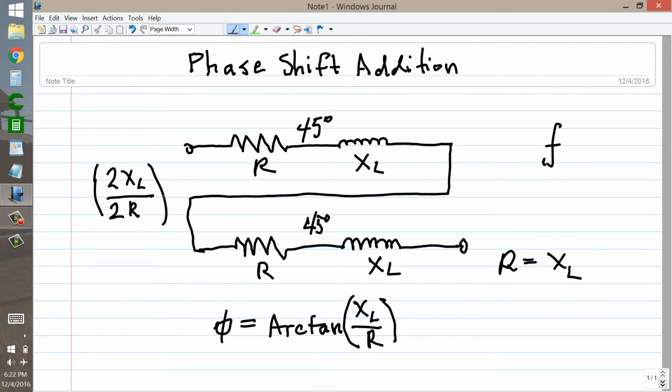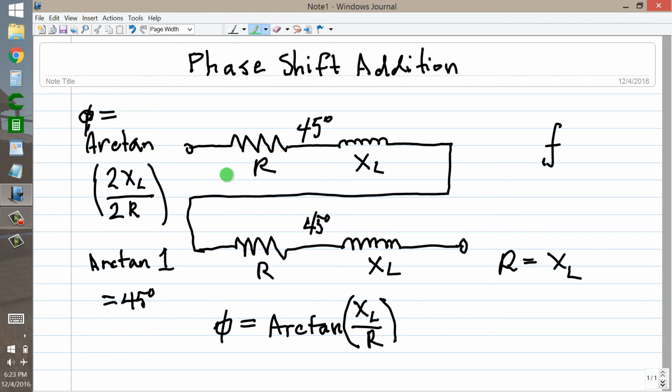And we're going to take the arctangent of that. The phase shift is going to be the arctangent of that. Remember now, R and XL were equal, so 2R and 2XL will also be equal. So we're going to have the arctangent of 1, and that, as we have already seen, equals 45 degrees.